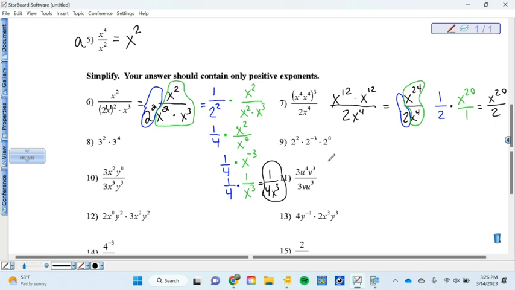Okay. Number 8 is easy. What do I do for number 8? Add them. So what does this become? 3 to the power of 6, right? The base stays the same. You guys do 9.